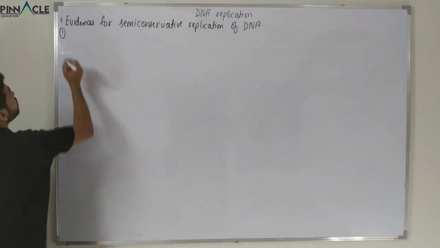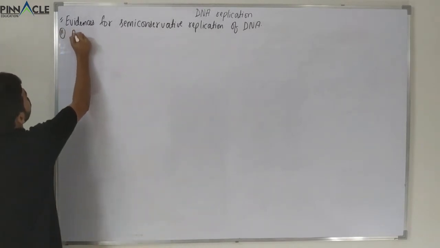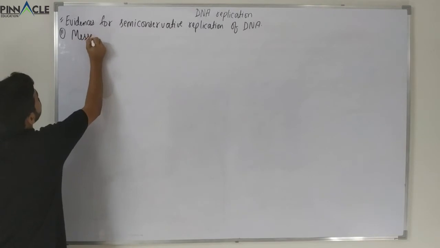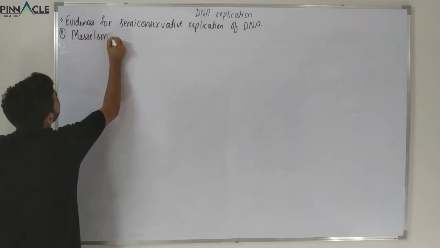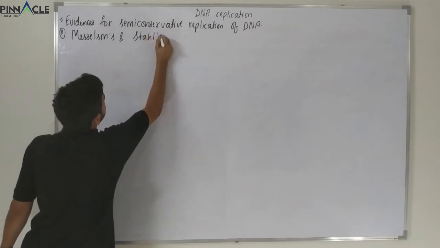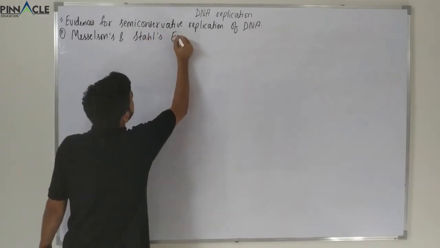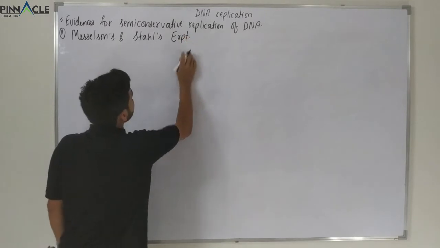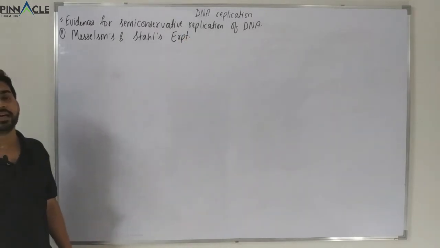So the next experiment that we have to study is Meselson and Stahl's experiment. So these people used the bacteria E. coli.